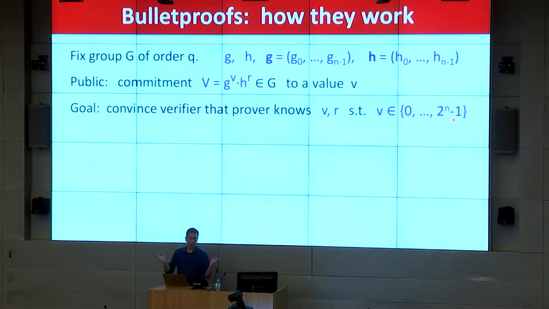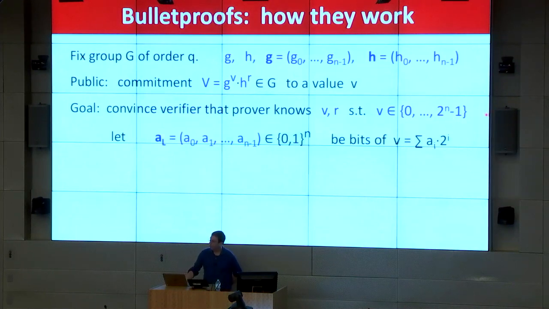Well, so we're going to start using classic mechanisms. So the classic mechanism says the following. Let's take the value V, and let's write it in binary. So the n bits of V, we just write as n binary numbers. So this is a string in {0,1} to the n. And we know that if I look at the sum of AL_i times 2 to the i, I get V. So far, so good.